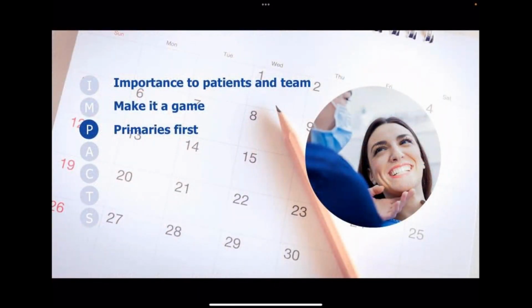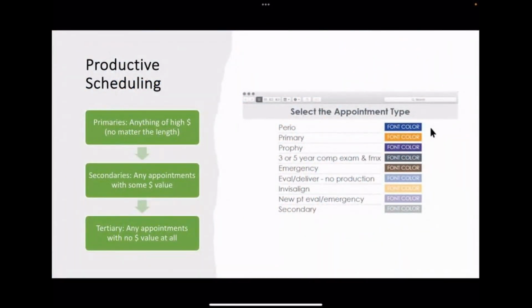Okay. Now, the next way to do this is to put the primaries in first. Primaries are going to be your large dollar value appointments. So for your practice, you need to figure out what that is. I say in our practice, it was anything $1,000 or more. So any appointments $1,000 or more goes in the schedule first. Secondaries are the second appointments, anything low dollar value, like a one surface filling. And tertiaries are that no dollar value at all. So maybe a delivery.